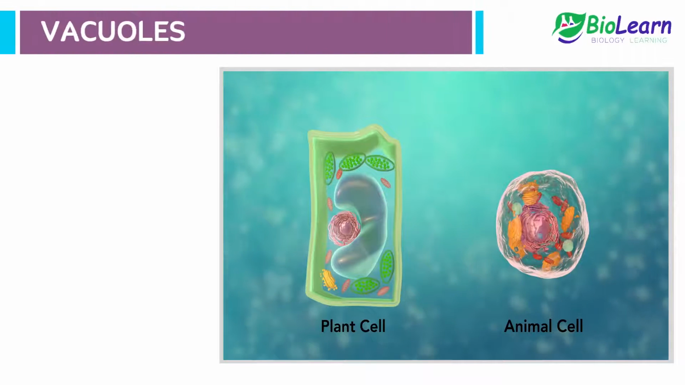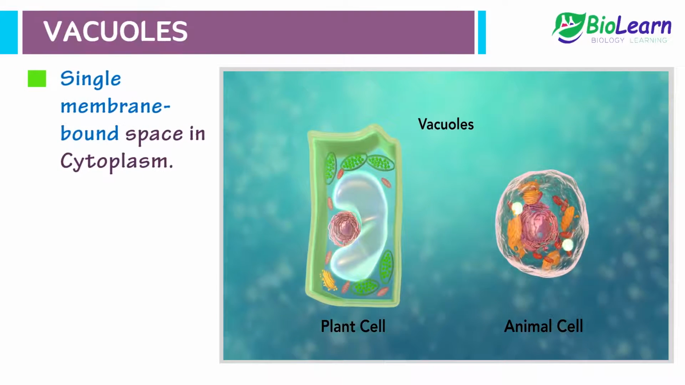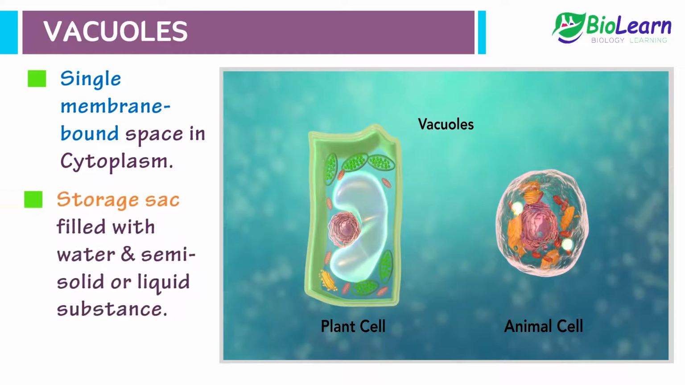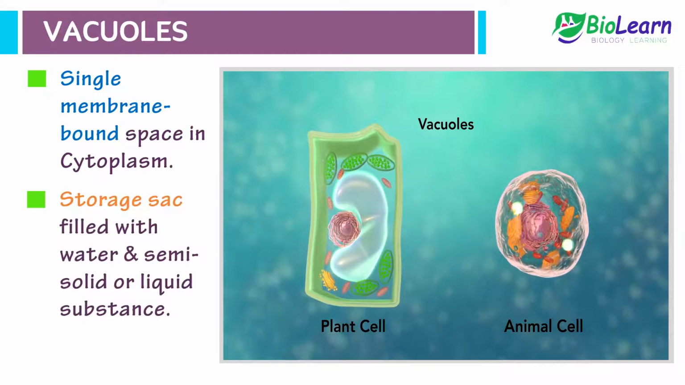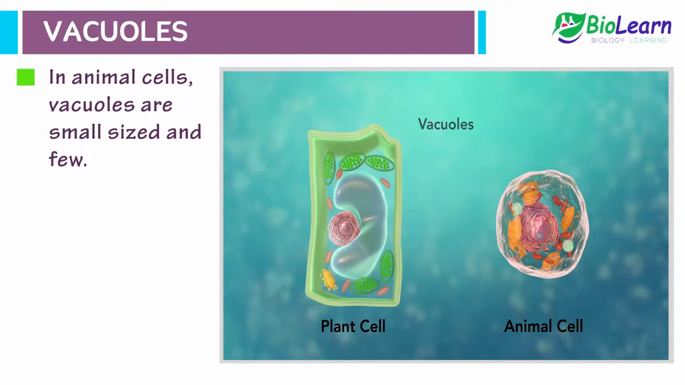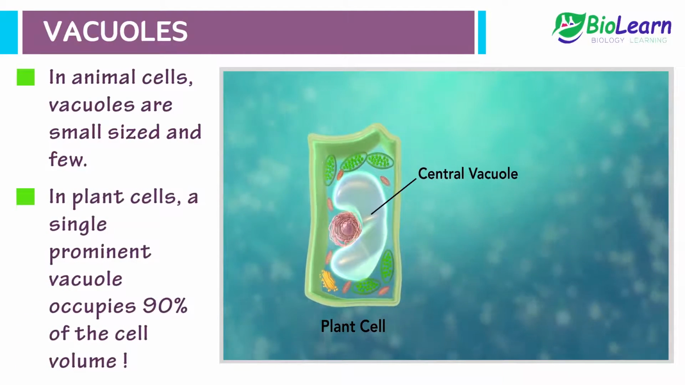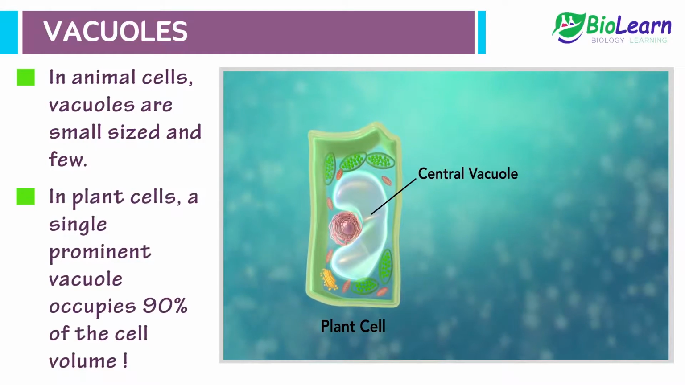The last but not the least important cell organelles are vacuoles. The vacuole is a single membrane-bound space found in the cytoplasm. It is a kind of storage sac which is filled with water and semi-solid or liquid substance. In animal cells, the vacuoles are small-sized and few in number. In plant cells, a single prominent vacuole occupies about 90% of the cell volume.